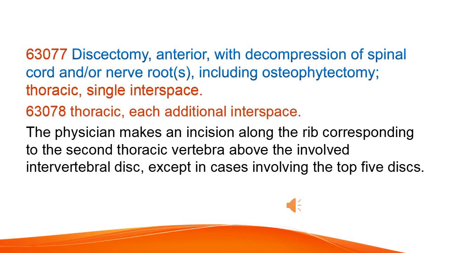Discectomy, anterior, with decompression of spinal cord and/or nerve roots, including osteophytectomy, thoracic, single interspace. Thoracic, each additional interspace. The physician makes an incision along the rib corresponding to the second thoracic vertebra above the involved intervertebral disc, except in cases involving the top 5 discs.